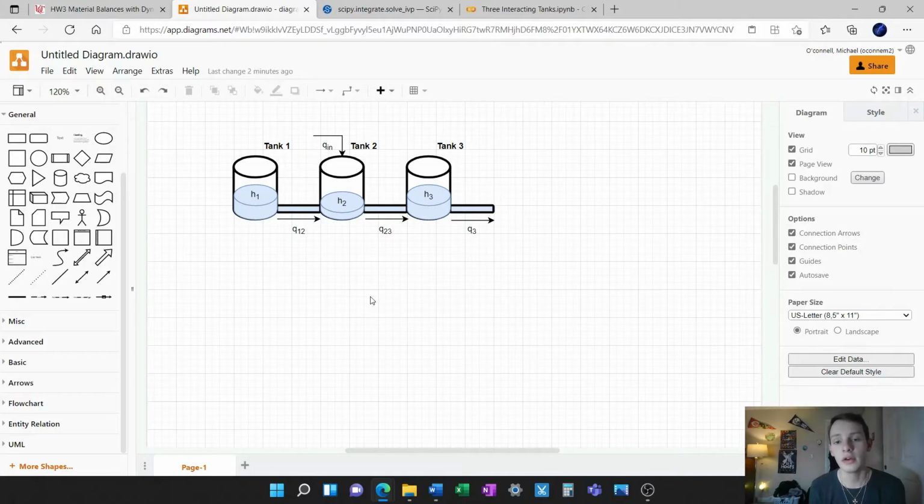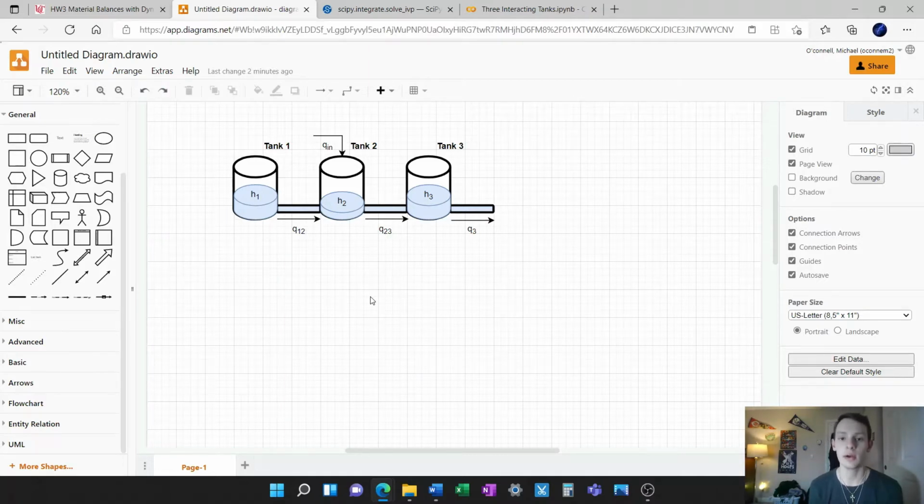Hello, I'm Michael O'Connell, and in today's video we're going to solve a material balance problem in which we have three interacting tanks. As you can see on the screen, I've made a diagram of this problem to help us get started, and there is one thing that I would like to emphasize specifically, and that is that the tanks are interacting. And what that means or implies is that there's some dependence between these tanks, and that is going to be our fluid heights.